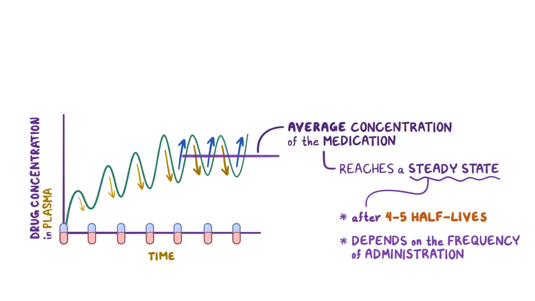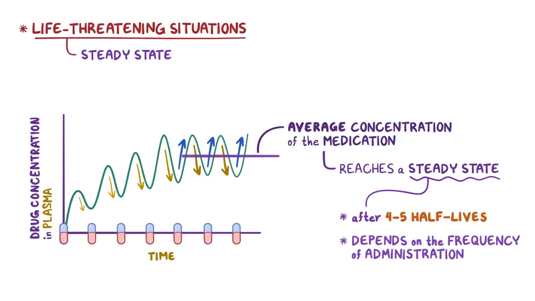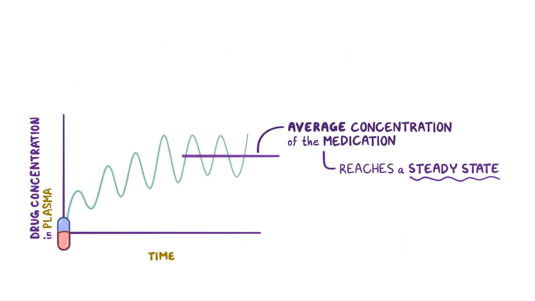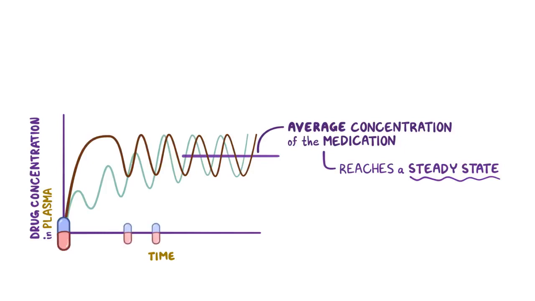Now, in some cases, like in life-threatening situations, the steady-state plasma concentration has to be reached more rapidly. To accomplish this, we can administer a loading dose. That's a large dose given at the beginning of a treatment course to rapidly reach the peak plasma concentration. The loading dose is then dropped down to lower maintenance doses, which maintain the steady-state plasma concentration.